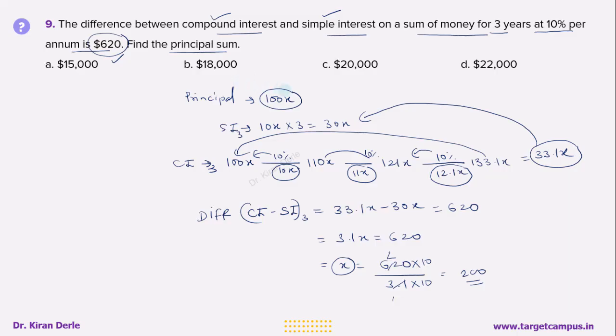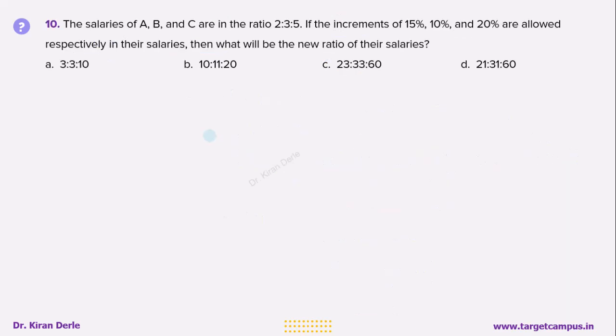What is our principal? It is 100x, so the principal will be 100 into 200, that is 20,000 rupees. I hope you understood this as well. Make sure you're thinking over it. If you have any query, you can simply ask me.